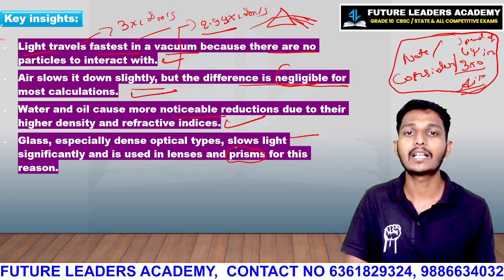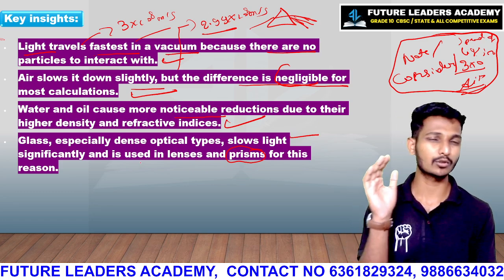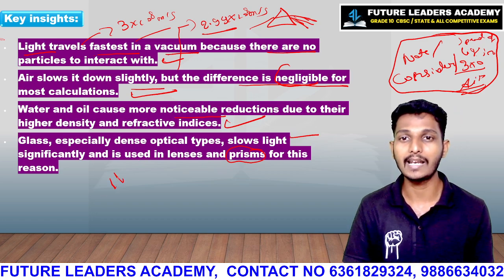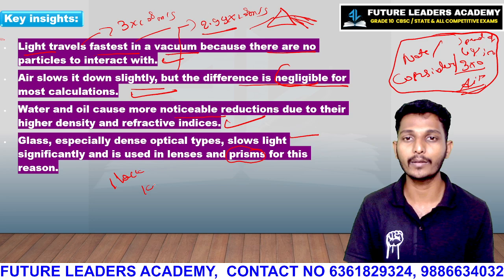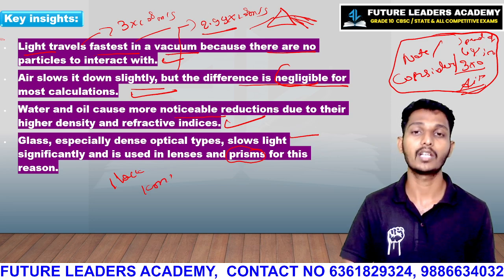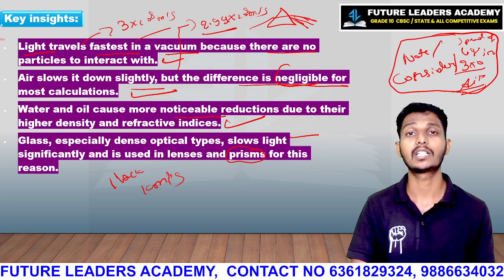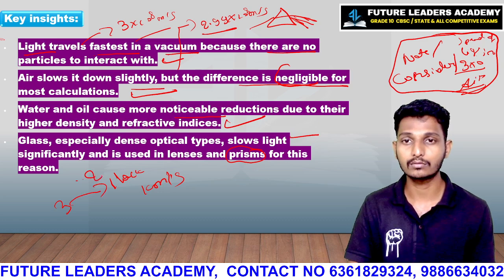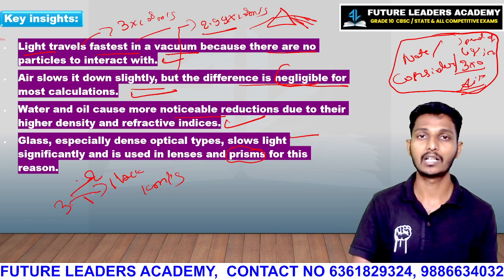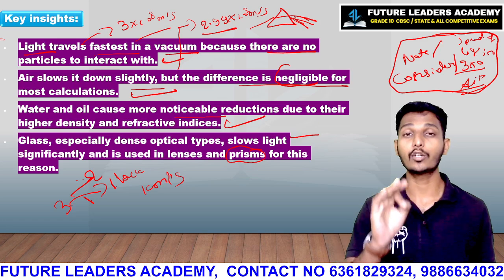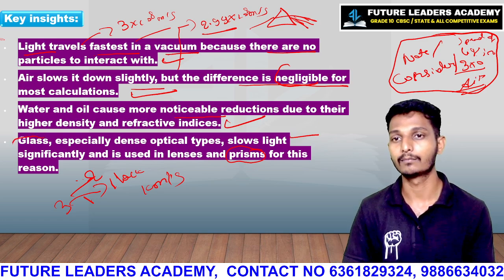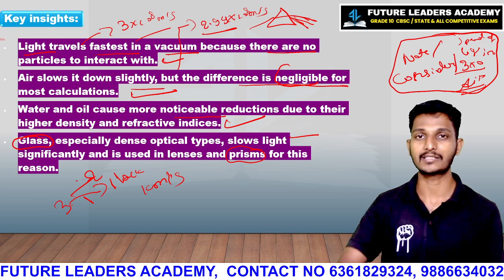Why we need glass for a prism: it slows down the speed of light by nearly 1 lakh kilometers per second. Because 3 lakh to 2 lakh, the difference is 1 lakh, so it will slow down. The speed is reduced by 1 lakh kilometers per second because of the glass medium. Think of its capacity.